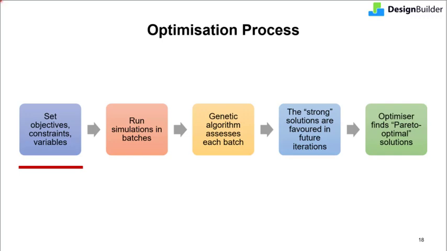Once the optimization is set up, the analysis can start and simulations are run in batches. The genetic algorithm assesses each batch of results to find the best solutions and then uses that information to generate the next batch of simulations. The process is automatically repeated until all likely strong solutions are found. Once the optimizer stops finding optimum solutions, the process finishes.